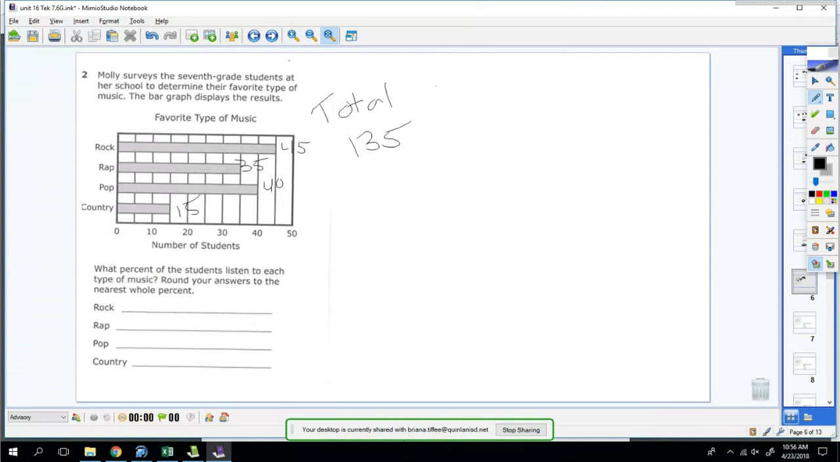Now we're going to find the percentage for rock. There are 45 people who chose rock out of a total of 135. Since I want to find the percentage, I'm going to set x over 100%.